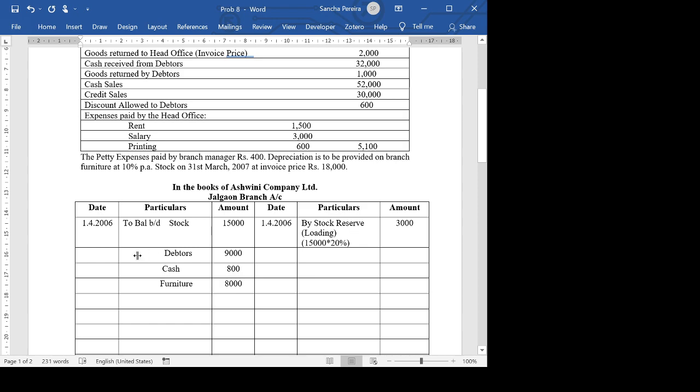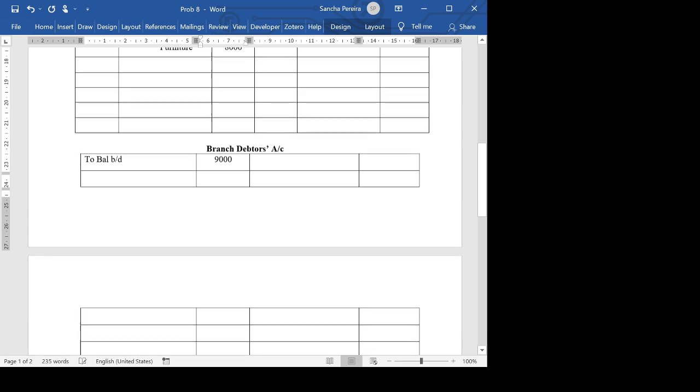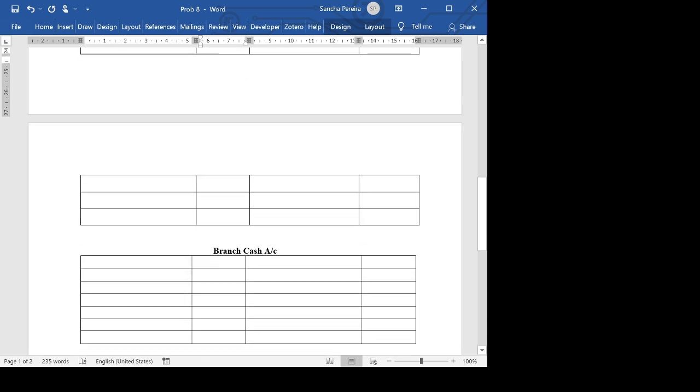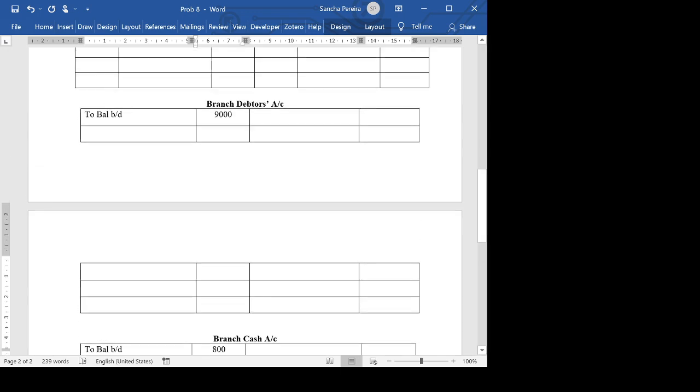Similarly, we have done the stock reserve. I have to show the opening balance of debtors. To balance brought down, 9,000. We also have cash. To balance brought down, 800. Okay. Next.